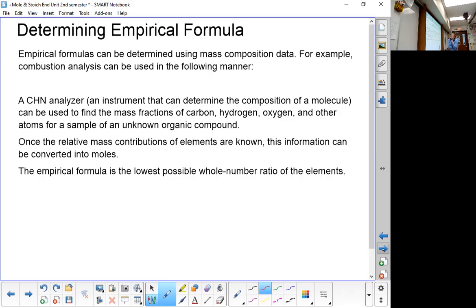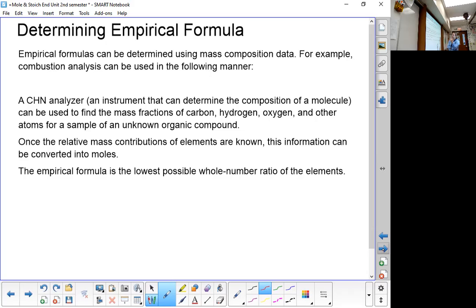How do they determine an empirical formula? Empirical formulas can be determined using mass composition data, this idea of percent composition. They can put a sample in something that can analyze what makes up a compound, and it'll tell you the percentages of the ratio of the elements that are present by mass. They can also do that with a chemical reaction. Sometimes they can just analyze it.